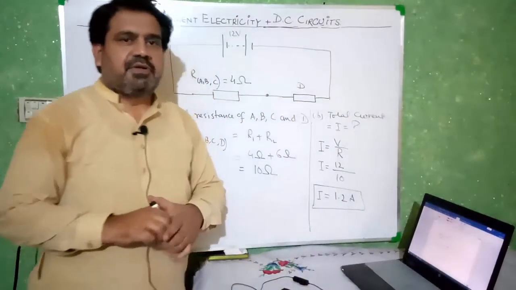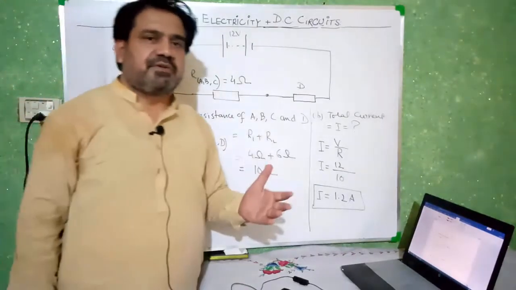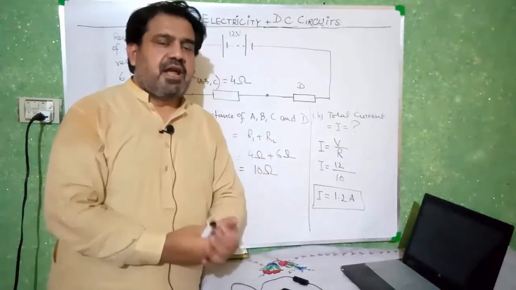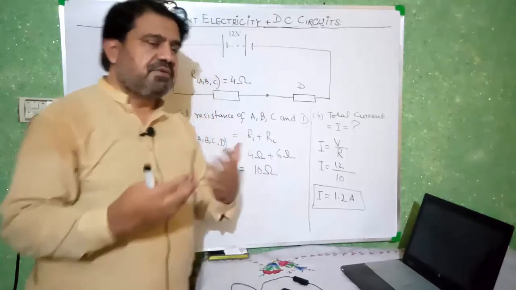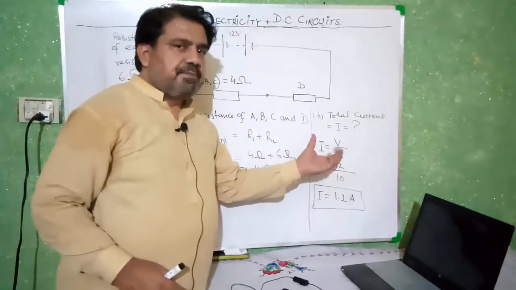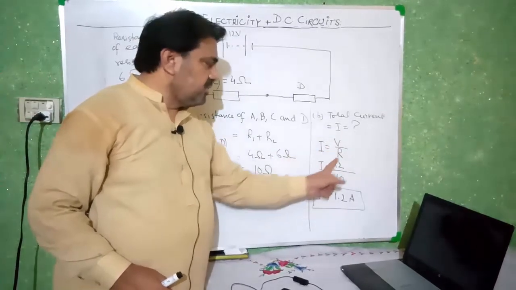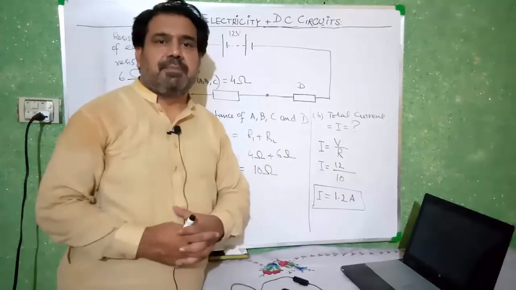Then in the first three parts we tried to find the total resistance of the first 2 resistors, then 3 resistors, and then 4 resistors. And finally, when we knew the value of total resistance, we were able to find the total current. The formula for total current is I is equal to V over R. I is equal to 12 over 10. I is equal to 1.2 amperes. That's all.